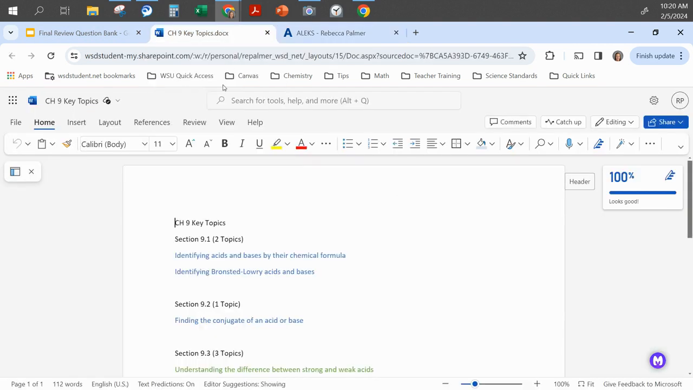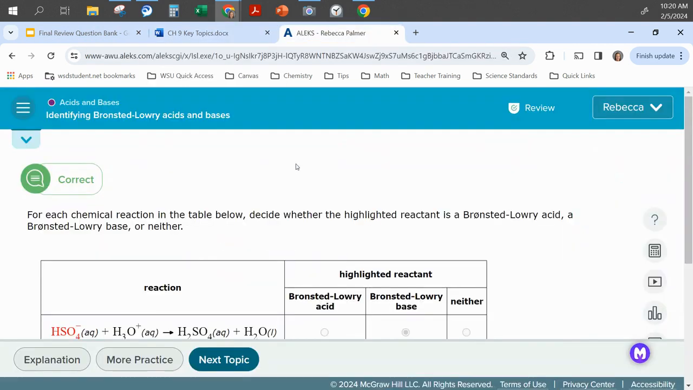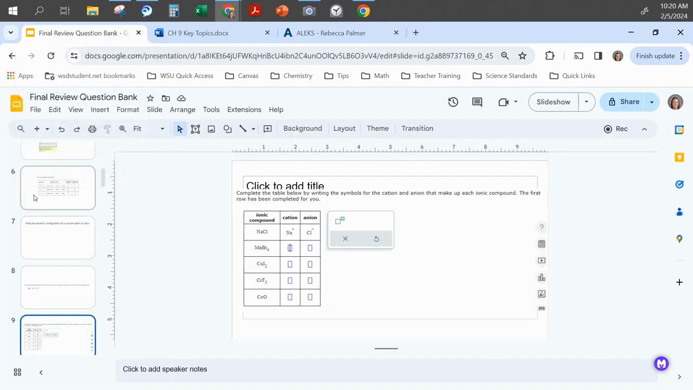All right. What's the next one? Okay. This one is finding the conjugate acid or base. Let's see. How do we want to do this? I have another activity. Let's see if we can go through our slides first.